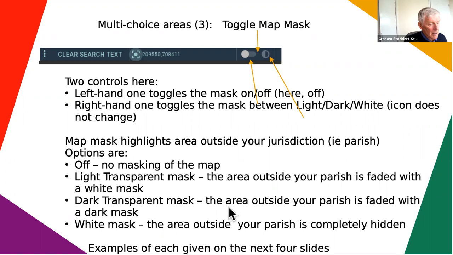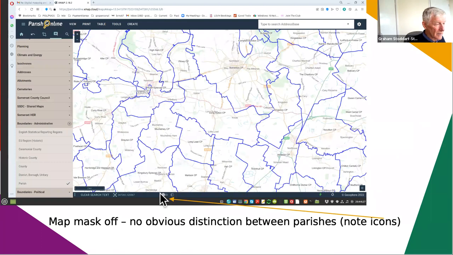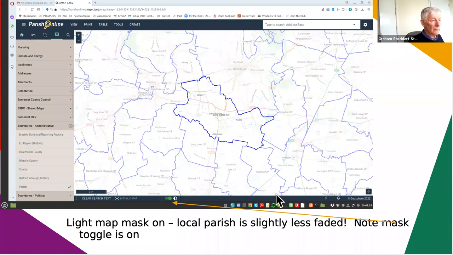So this is a screen where the mask toggle is off, and there's no difference between the various parishes. By the way, we're the one in the middle here, and this is our surrounding parishes, and they all look precisely the same because the toggle mask is off. Turn it on, however, and you get this slightly faded action here where the information is less obvious and the one in the middle is meant to stand out because this is your home parish.